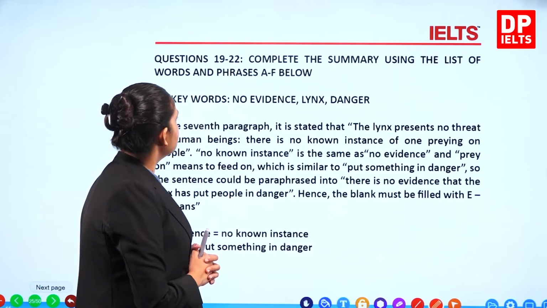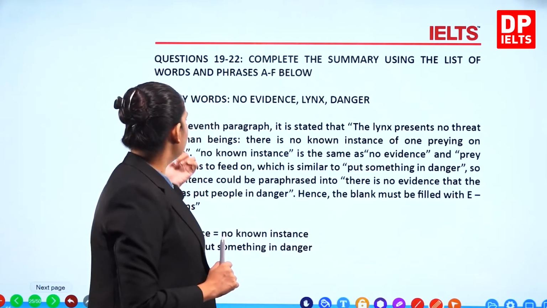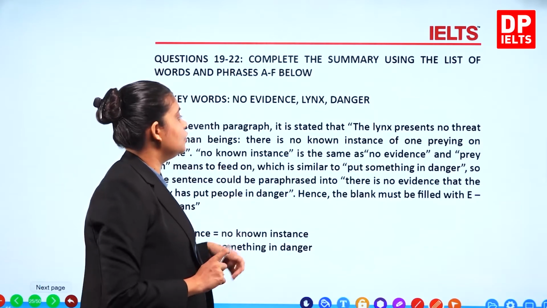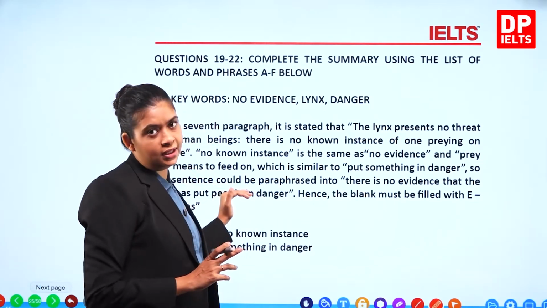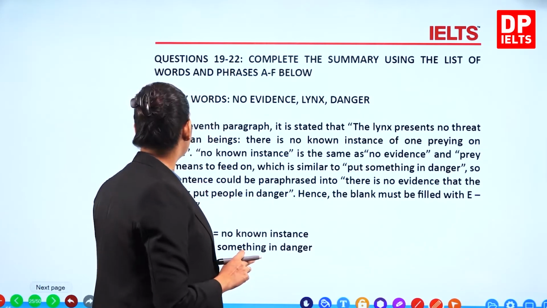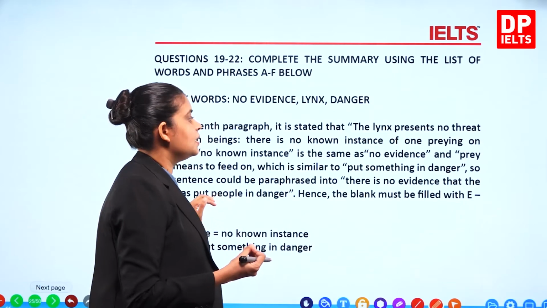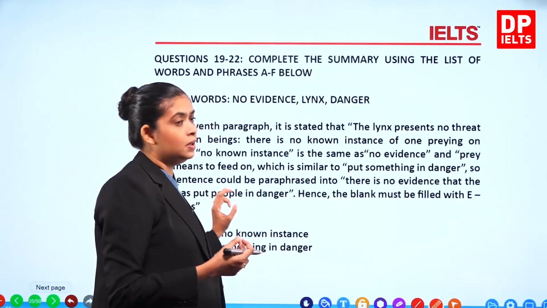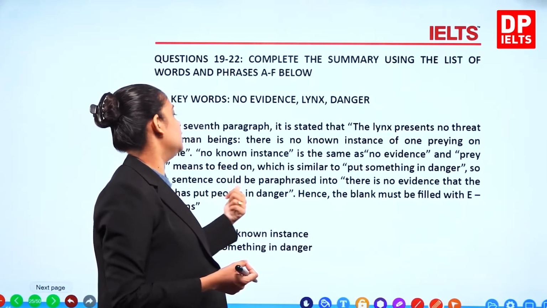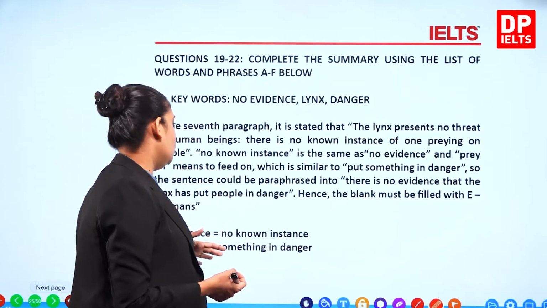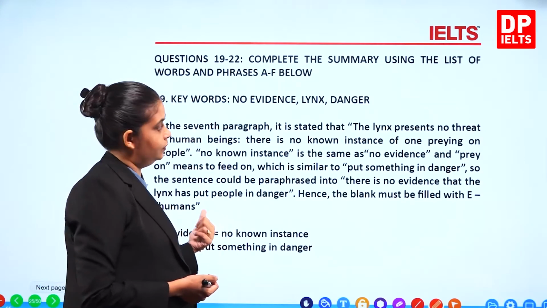So, in the 7th para, it is stated that the lynx presents no threat to human beings. There is no known instance of one preying on people. No known instance means there is no evidence, and prey on means it's fed on, right? You feed them on that something, which is similar to put something in danger. So the sentence could be paraphrased into, there is no evidence that the lynx has put people in danger, right? Therefore, the answer should be humans and that answer should be E. Okay?